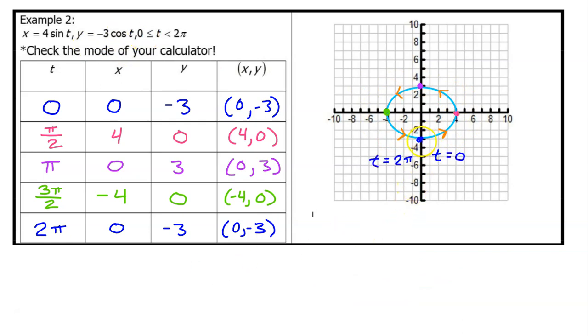Parametric equations give us the additional information that we started here at the blue dot at t equals 0. From there, we went to the red dot, then the purple dot, then the green dot, and then back around to the blue dot at t equals 2 pi.